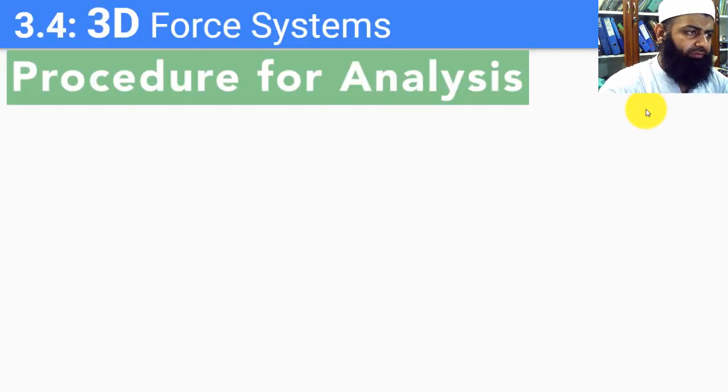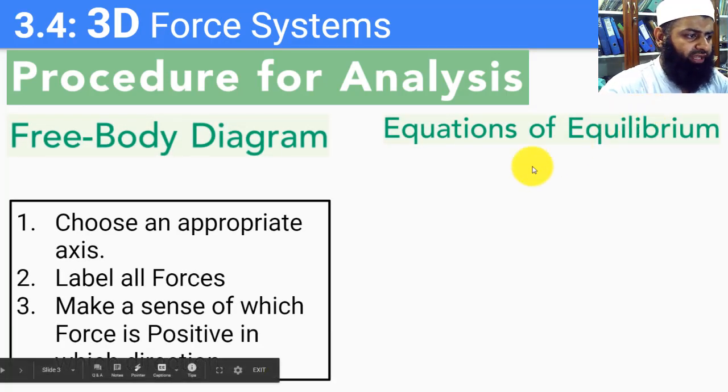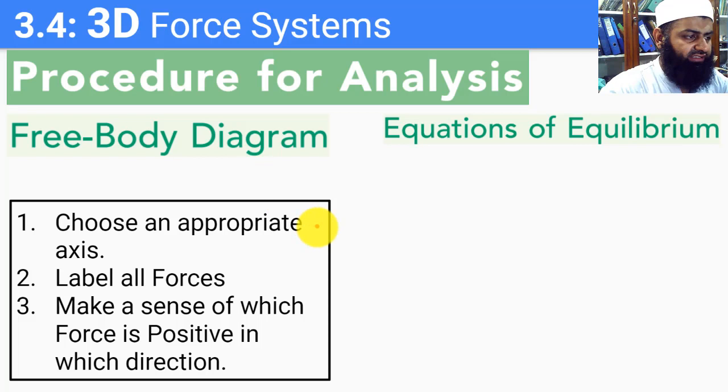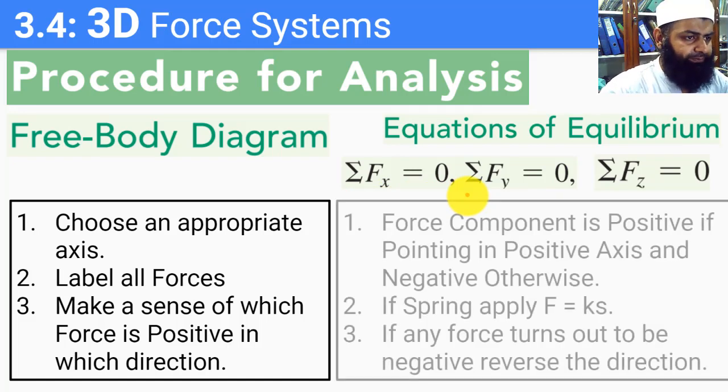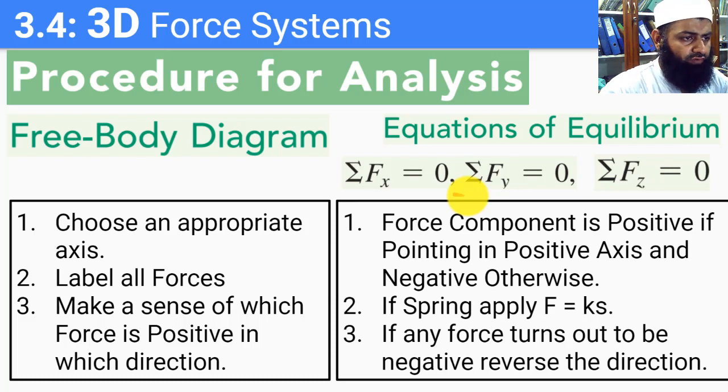So what was the basic procedure of analysis as we saw in the last lecture? First of all, we would like to draw a free body diagram of our particle, and then we would like to choose an appropriate axis to write our forces into their x, y and z components. We will label all the forces, which is basically a part of drawing a free body diagram. We would make sense of which force is positive in which direction also, and then we would write the equations of equilibrium. Here we would have three separate equations, one for the sum of all the forces in x, one for the sum of all the forces in y, and one for the sum of all the forces in z. And then we would solve these equations.